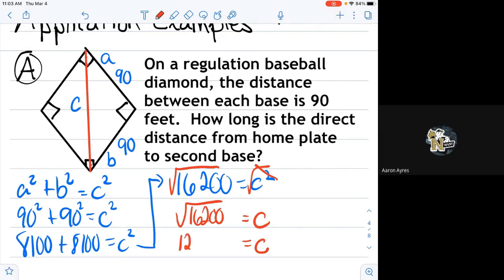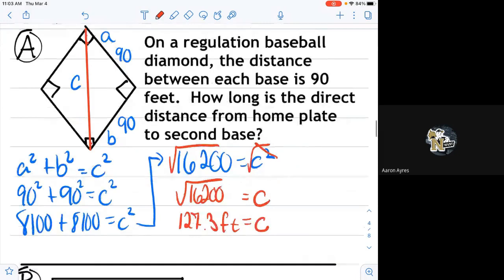So 127.3, I get feet, right? Is that good? Okay. Any questions on that, everybody? Wonderful. Nice job. Everybody good with that? Perfect. Okay. We'll go ahead and call this one done, and we'll move on to the next one.